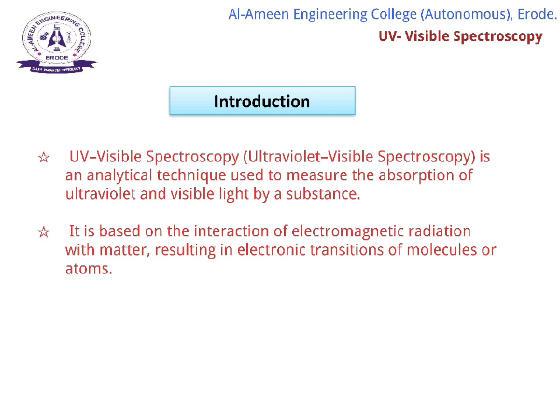It is based on the interaction of electromagnetic radiation with matter, resulting in electronic transitions of molecules or atoms. The technique provides qualitative and quantitative information about compounds. When UV or visible light is absorbed, electrons are promoted from lower energy orbital to higher energy orbital.